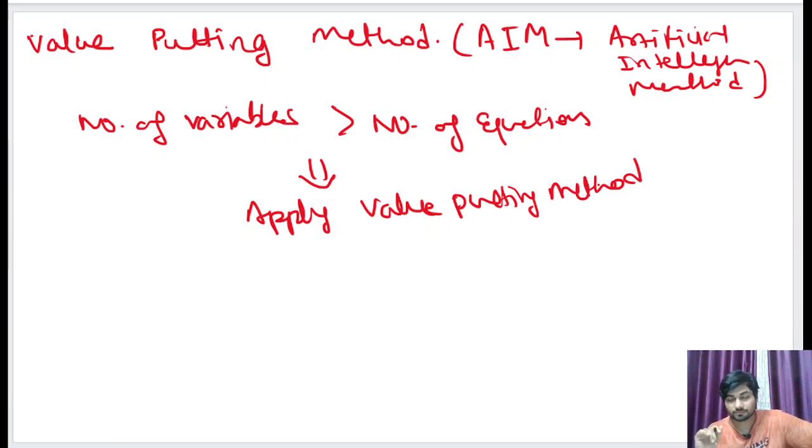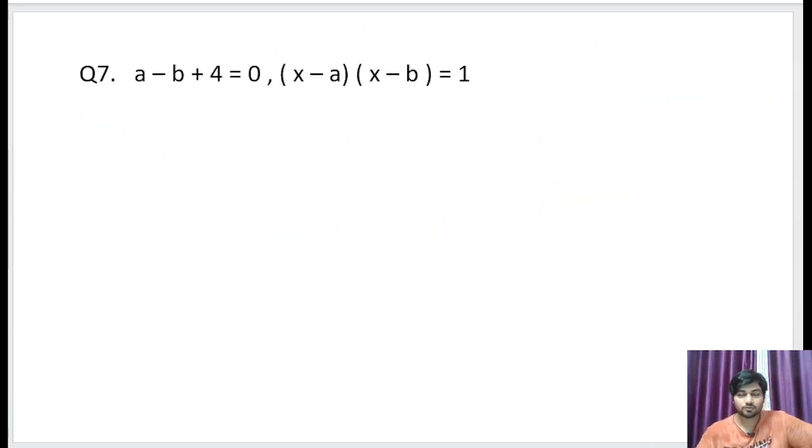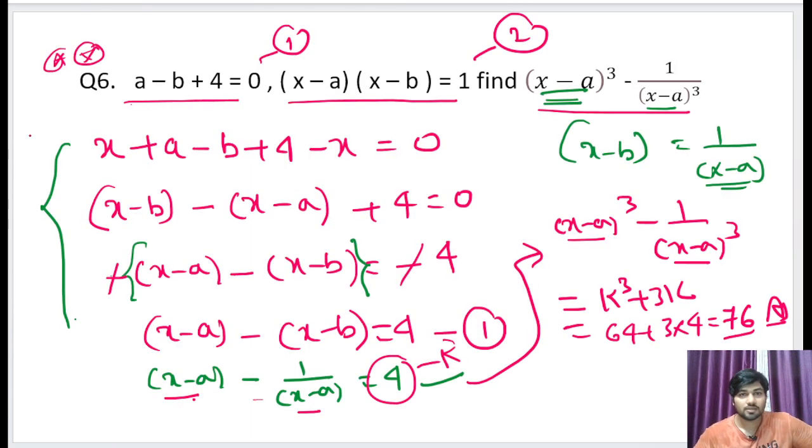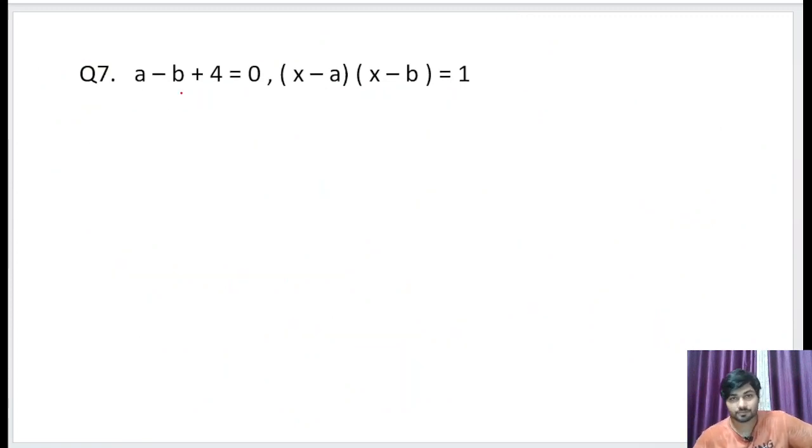What does this mean? I will explain it with this question only, which I solved with this method. Now I will show you how to solve this same question with the value putting method, and you will see how much time you can save on this question by using the value putting method, or AIM. So let me AIM this question.